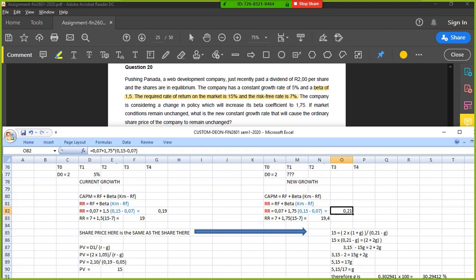What's wrong with this formula? 0.07, the risk-free 7%, plus 1.75, times bracket 0.15 is right, minus 0.07. Yeah, it's right. What's wrong with that? That's correct. Okay, but let's start with the 19.4. Let's just check this one. It's 15 minus 7. 7 plus 1.5. Let's check it on the calculator as well. Why are we getting two different answers for the same thing? It should be the exact same answer. This one works. This one doesn't work. Why? Let's check.